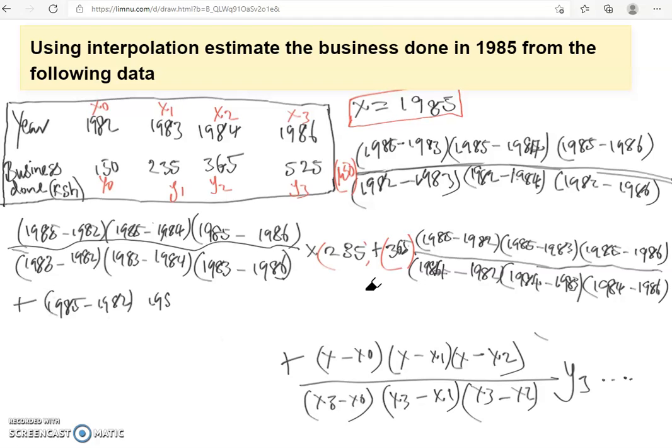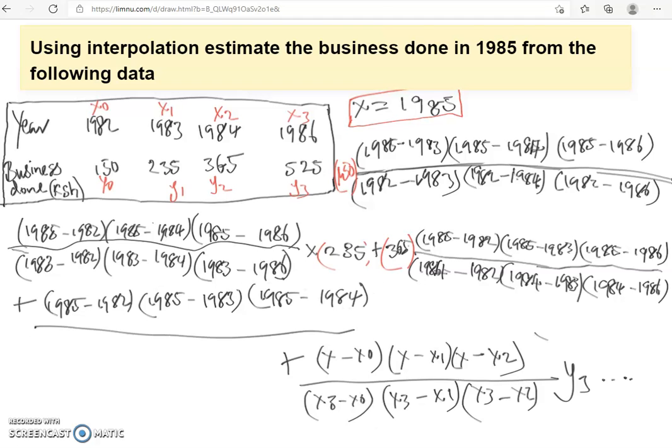1985 minus 1983. 1985 minus 1984. Because we know that our x is 1985 minus our x2 is 1984. So this is what we have.